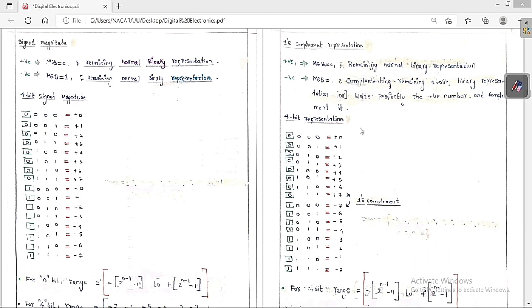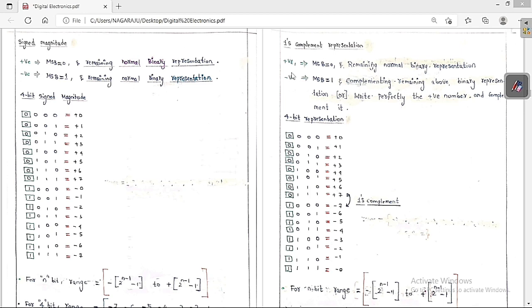This is the concept that I am trying to tell you from the start. Always first get the positive number perfectly and take its complement, and you are going to get the negative number. This is a concept that you always have to understand. Or vice versa is also true: write the negative number perfectly and take the complement, friends, and you are going to get the positive number. And vice versa is also true.